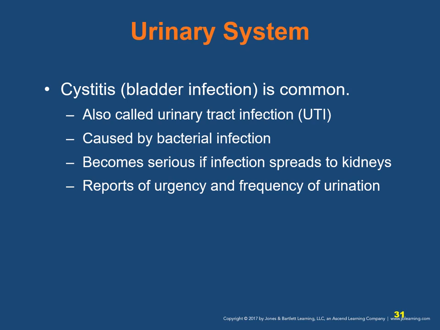The urinary tract infection is caused by a bacterial infection, and the patients usually have lower quadrant abdominal pain. It's not right or left, it's centered in the lower center abdomen. They may report an urgency and frequency in urination. It can become a serious problem if the infection spreads to the urethra and then up to the kidneys.